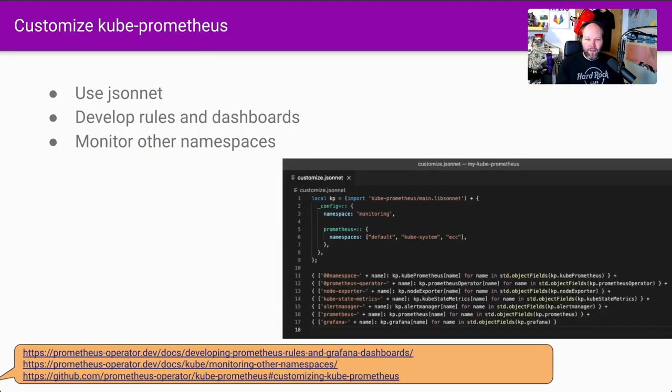Kube-Prometheus uses Jsonnet, and you can develop your own rules and dashboards, so you can add them. You can also monitor other namespaces, and I tried this recently to monitor the contributed namespace in our Kubernetes cluster. And this is how it looks to create your own Jsonnet file, modify it, and then generate the YAML configuration and deploy that into your Kubernetes cluster again. And this is an ongoing process. You can modify it, you can add even more things to it, and use Kube-Prometheus really as a basis and add your customizations on top. So you don't need to reinvent the wheel all the time.